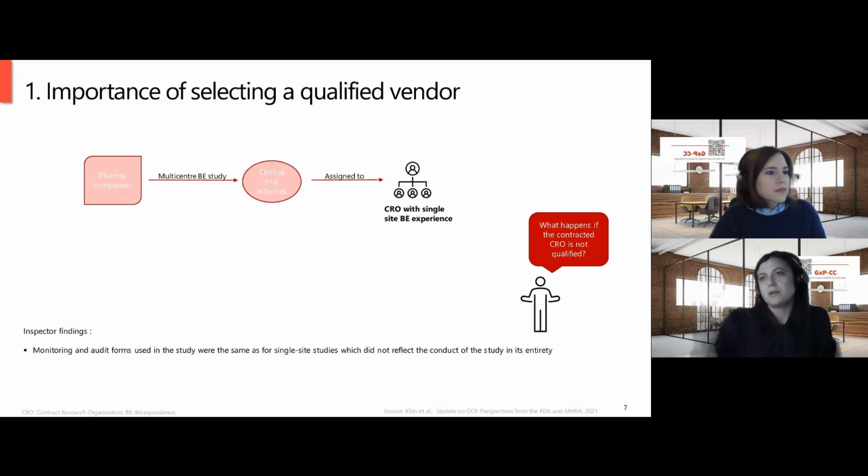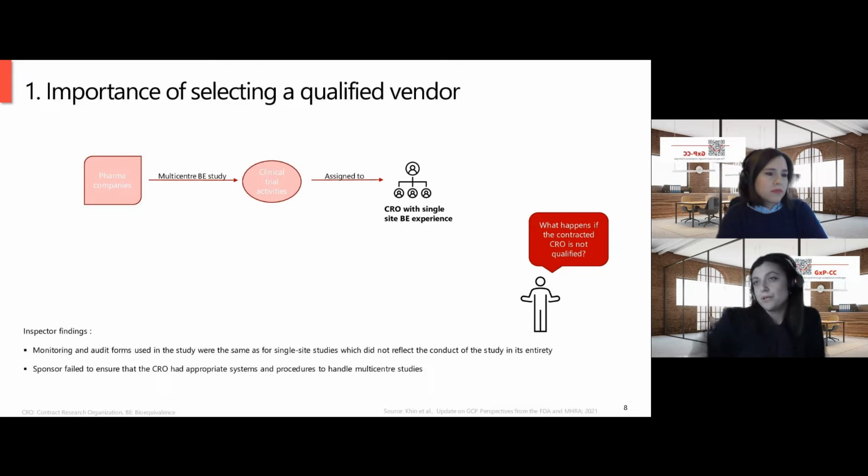So when the inspectors went on site, they found out that the monitoring and the audit forms that were used in the study were the same as for the single-site studies, which actually did not reflect the conduct of this study, which is a multi-center study. And the second thing they found out is that the sponsor failed to ensure that the CRO had appropriate systems and procedures to handle multi-center studies. So now the question would be, whose responsibility is this? Is it the CRO? Is it the sponsor?